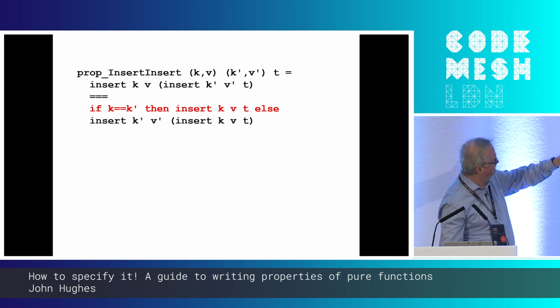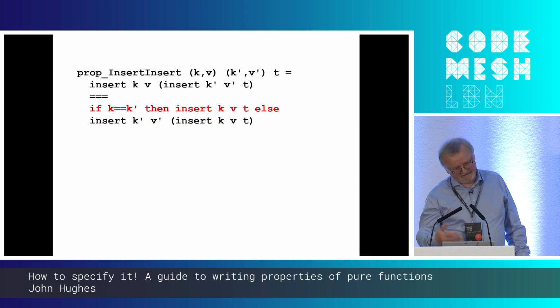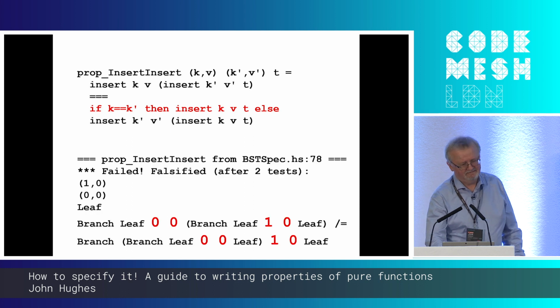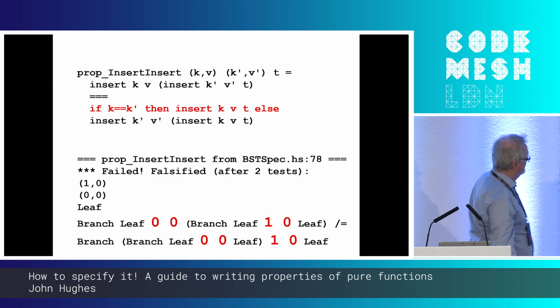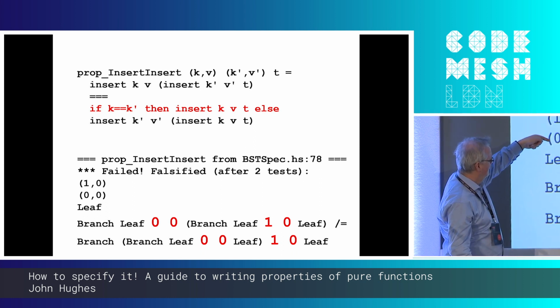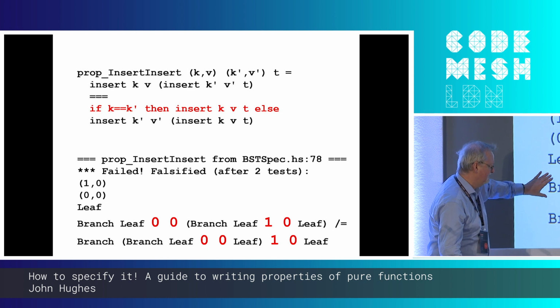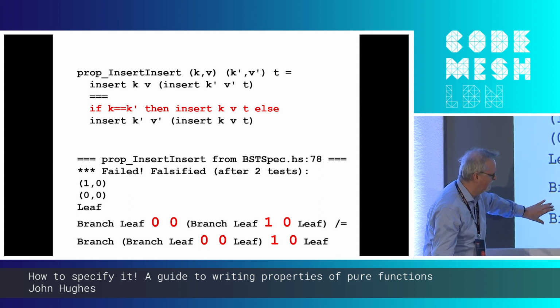OK, so now I've corrected the property to fix the bug that QuickCheck showed me. Now I can test it again. It still fails. But now, in a case where I'm inserting two different keys, look at the results. These are the two trees that were not equal. That's what QuickCheck is complaining about.